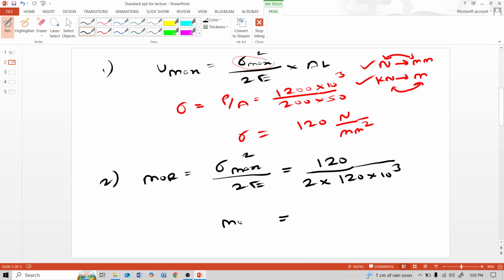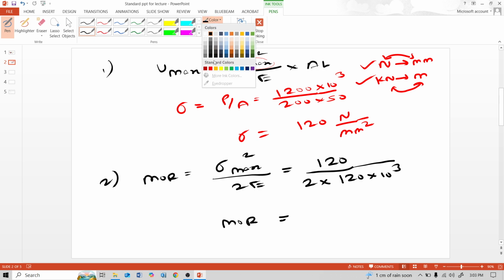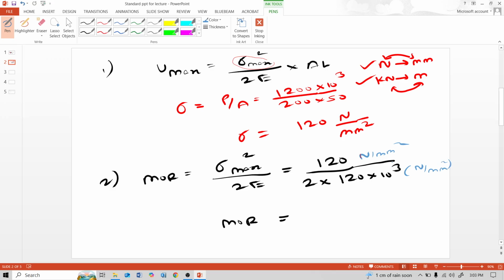So, I don't know unit of this modulus of resilience. So, what we will do, we will calculate it. This 120 is in Newton per mm square. This modulus of elasticity is in MPa, that means 1 MPa is 1 Newton per mm square. And see the stress square of this stress. So this Newton per mm square is not only Newton per mm square, this square comes to this side.